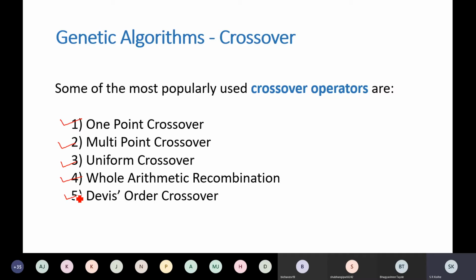Understood the basic concept of crossover? Why we perform crossover? To generate new offspring which will inherit genetic material from parent chromosomes, right? So that's why we perform this crossover.